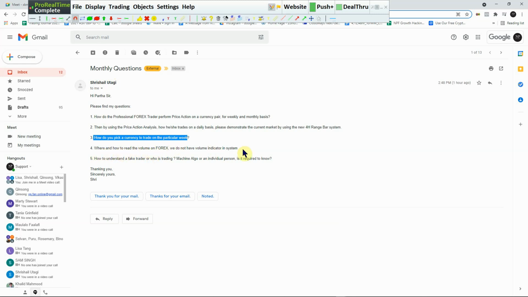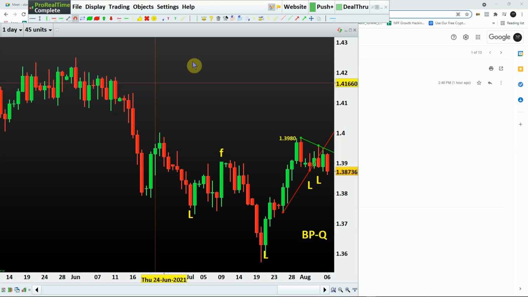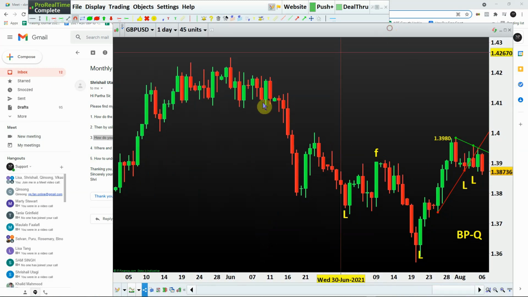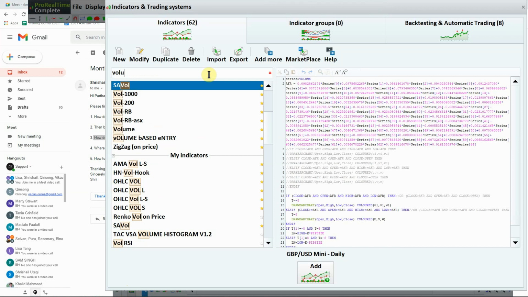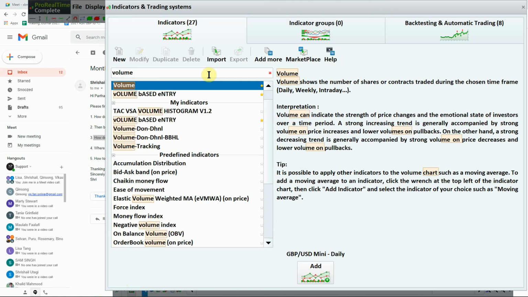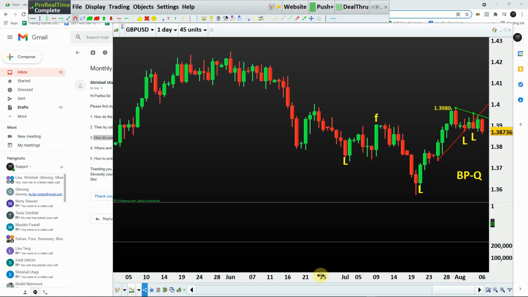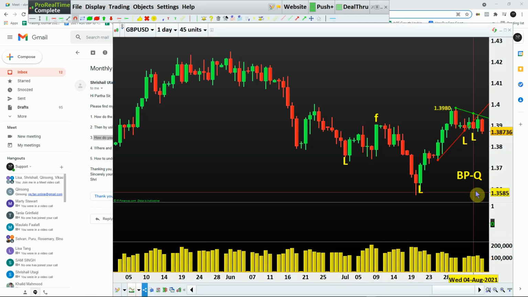Where and how to read the volume on Forex? We do not have a volume indicator in the system. You can have, but that is useless. Just to show you, right click on this indicator here, and then type in volume, VOLUME. But for Forex, volume at IG Markets is useless. Let's see that. See, they are all the same, isn't it?